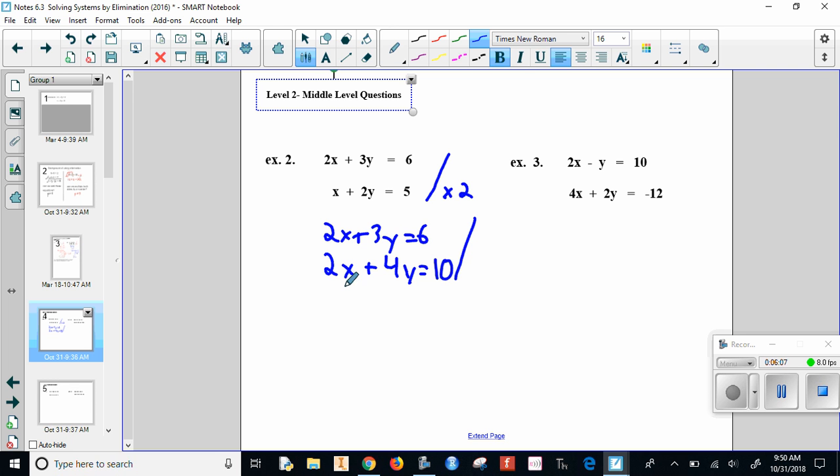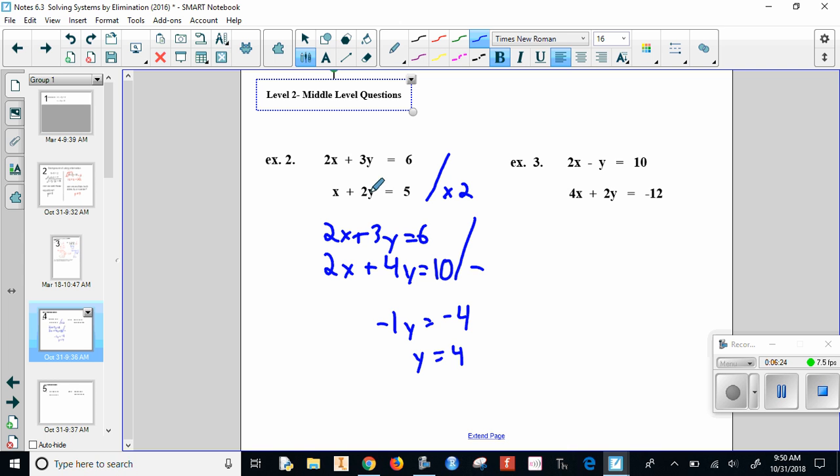Well, if I add these, I have 4x, but if I subtract them, they cancel out. So that cancels out. This would be negative 1y, and 6 minus 10 is negative 4. So we divide both sides by negative 1, and y equals 4.